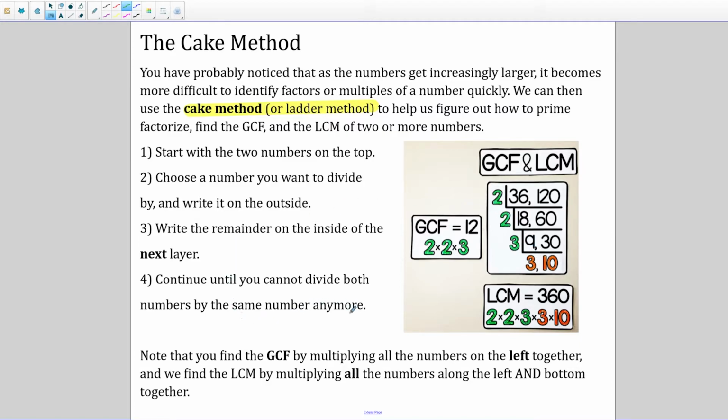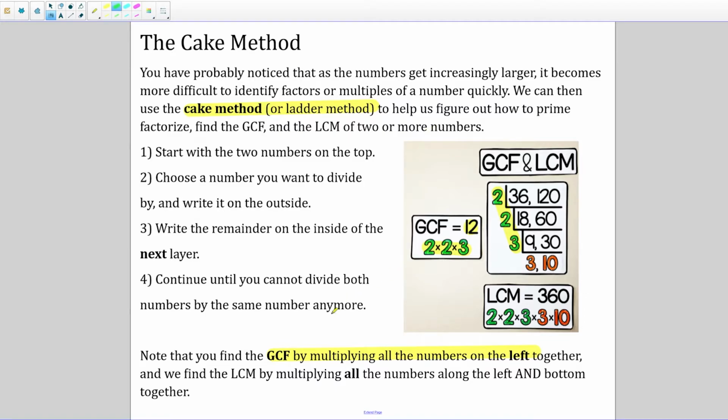So what we're going to do is look for that GCF by multiplying all of the numbers on the left-hand side together. This means that we've got 2, 2, and 3 together, and that gives me a GCF of 12.